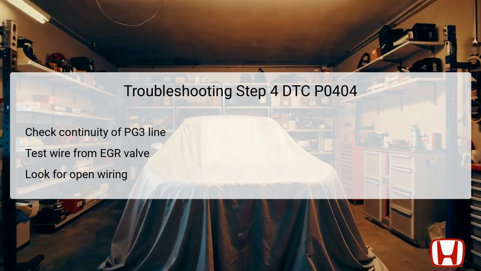The fourth step in the troubleshooting process is focused on the continuity of the PG3 line, a critical wire in the EGR system. Ensure the vehicle is in off/lock mode and the EGR valve 5P connector remains disconnected.